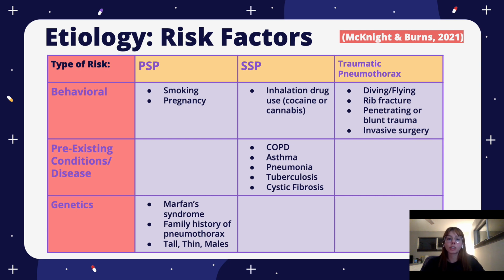It's a genetic condition. And then in spontaneous, the main obstructive lung diseases that cause this are COPD first and foremost, more than any of them, and then asthma, and then cystic fibrosis. The other two are a little less common. And then traumatic is just blunt or penetrating objects, usually car accident, gunshot wound, stabbing, that kind of thing.